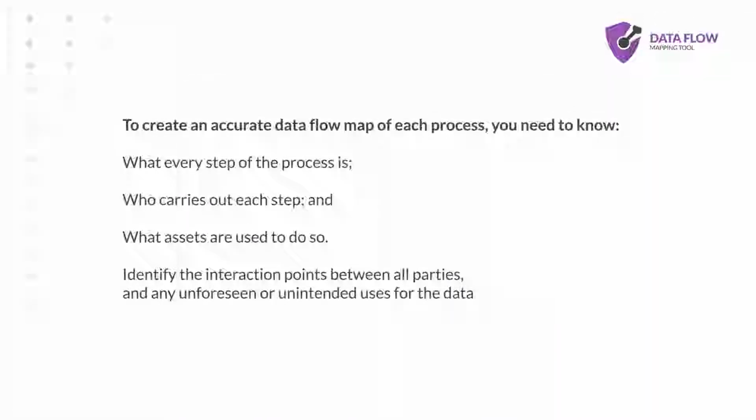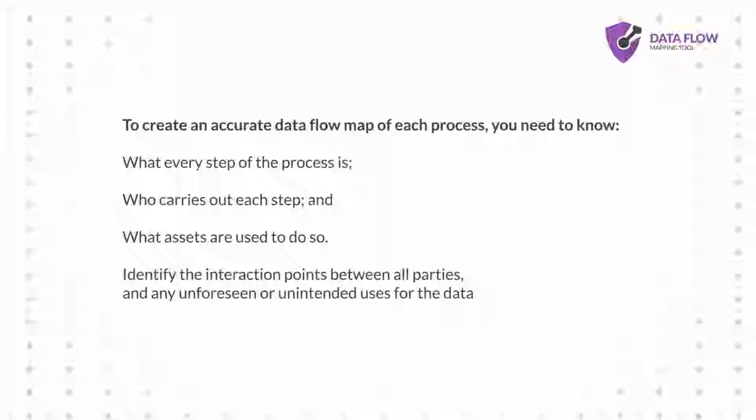Before you actually begin creating the data flow map, it's always advisable that you hold meetings with the relevant department heads to discuss what every step of that process is, who carries out each step, and what assets are used to do so at every point of that process. Doing this allows you to identify the interaction points between all parties and any unforeseen or unintended uses for the data.